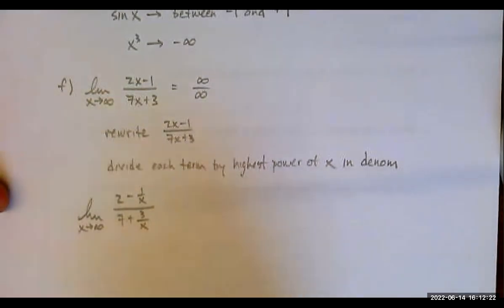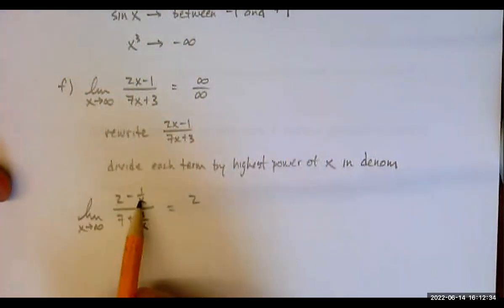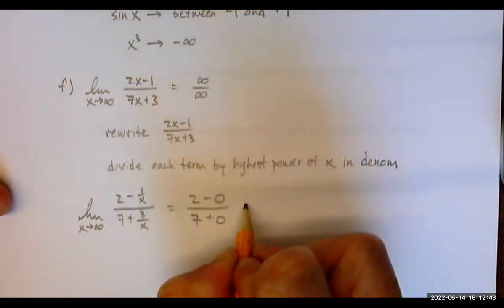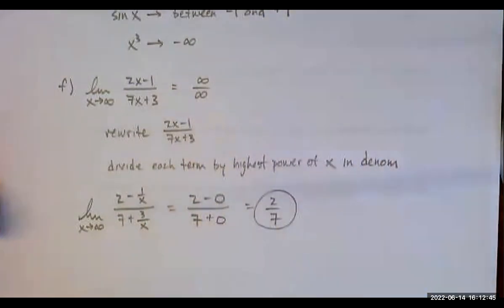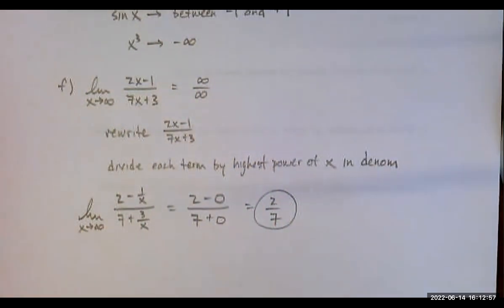Now, when we take this limit, if we look at each piece one at a time, the limit as x approaches infinity for 2 is just going to remain as 2 because that's a horizontal line. But now the 1 over x goes to 0. The 7 remains a 7. The 3 over x goes to 0. And we've got our answer, 2/7. That's kind of cool. It turns out it's this finite number, somewhere between 0 and infinity. And it turns out it's the ratio of those highest powers, those ratios of the x terms.